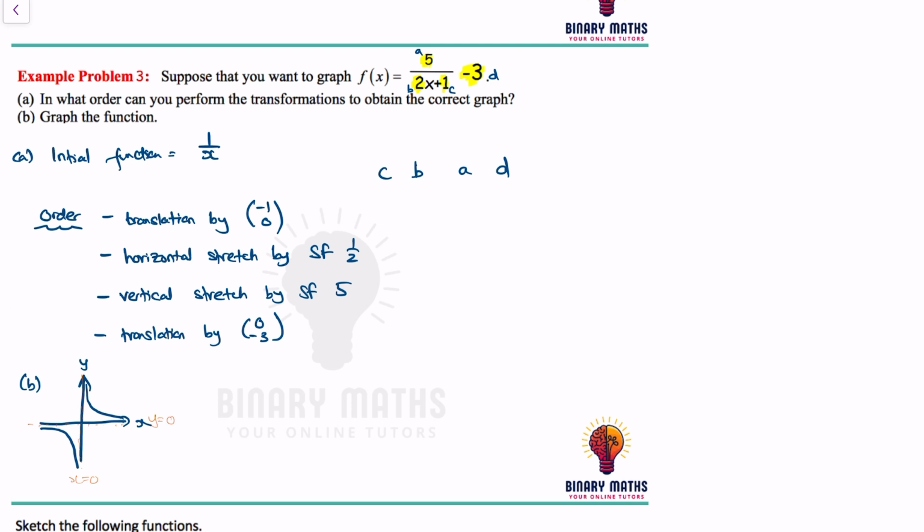The first thing I need to do is translate by -1, 0. So that means I need to move in the x direction by -1. So what happens is, because I'm moving everything to the left by 1, the asymptote moves to x equals -1. The horizontal asymptote is still the same. So it looks like so.